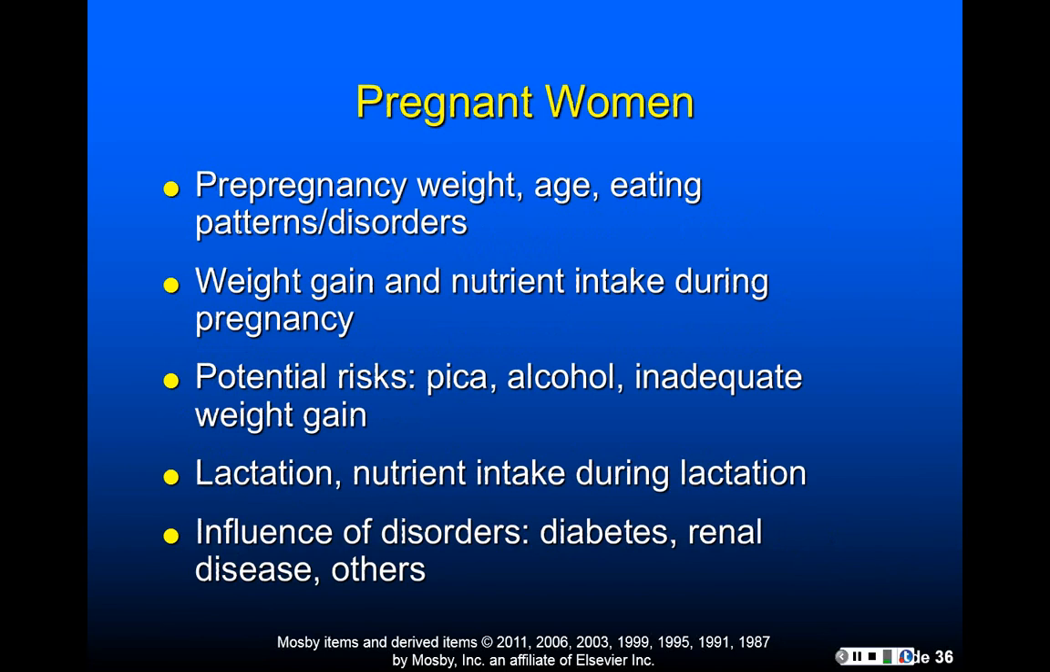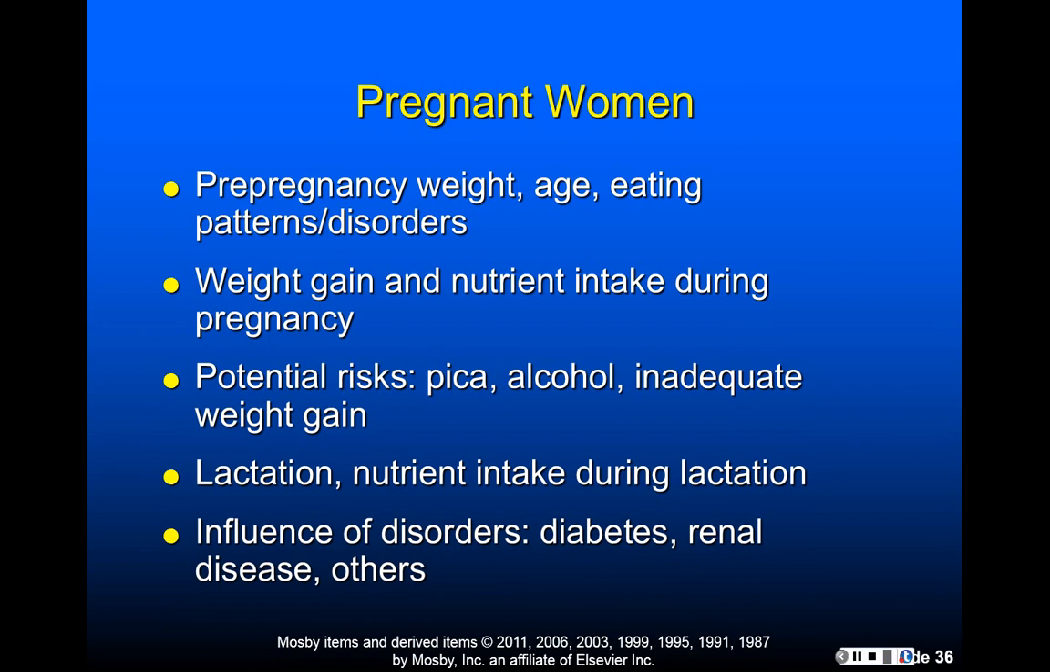With pregnant women, determine the pre-pregnant weight. Consider their age, eating patterns, and any eating disorders. What has been the weight gain and nutrient intake during the pregnancy? Explain potential risks like pica, the use of alcohol, and inadequate weight gain.